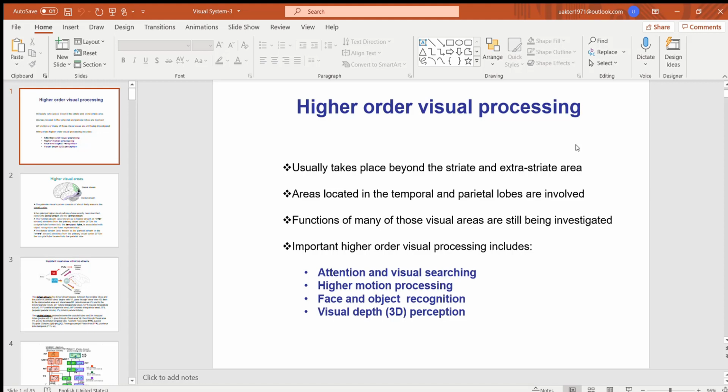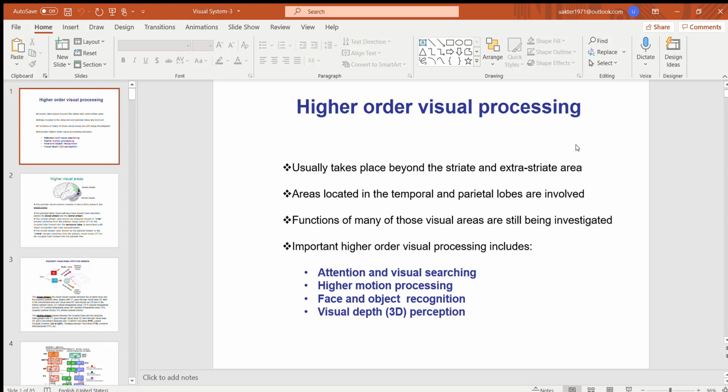So earlier areas like striate and extrastriate areas. Striate area is V1 and extrastriate is V2, V3. In those areas, the earlier visual processing takes place, and in the areas located in the temporal and parietal lobes, that means the ventral and dorsal pathways, higher visual processing takes place. Those areas in the ventral and dorsal streams are involved in higher processing.